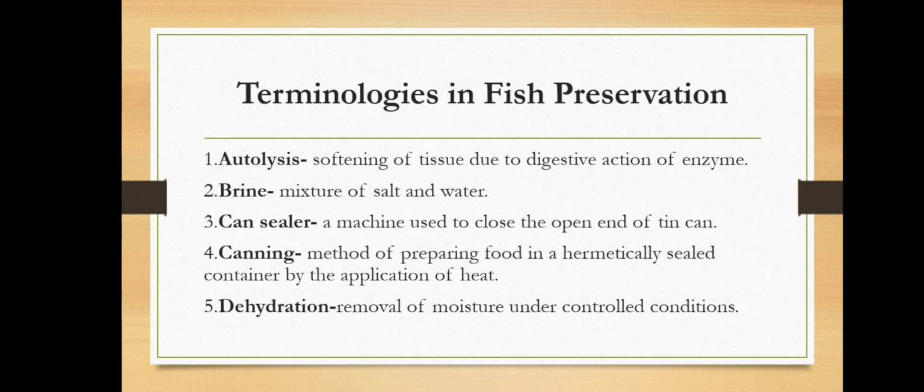Fifth is dehydration. In fish preservation, dehydration can be employed to extend the shelf life of fish by reducing the water content, which inhibits the growth of bacteria and molds that cause spoilage.